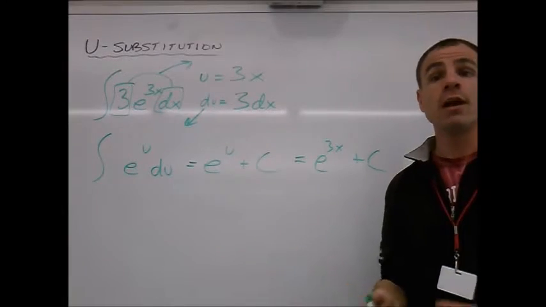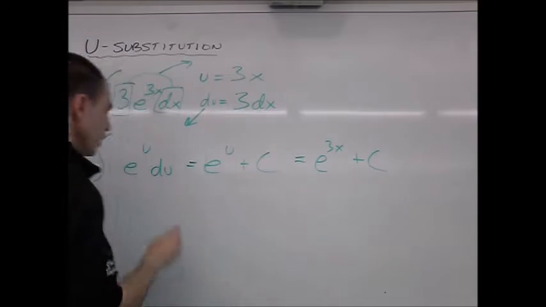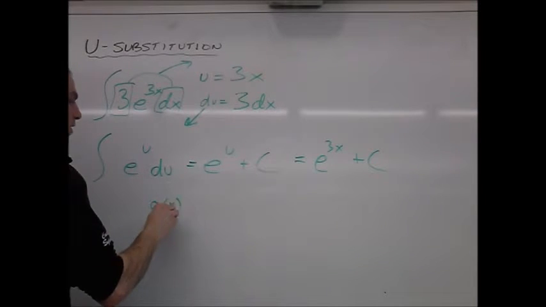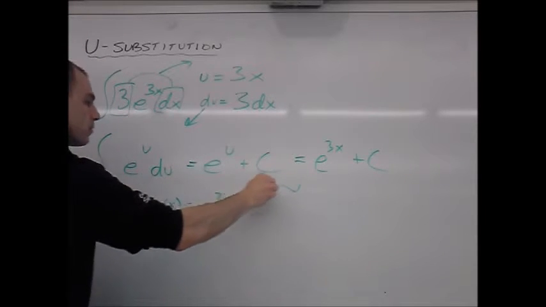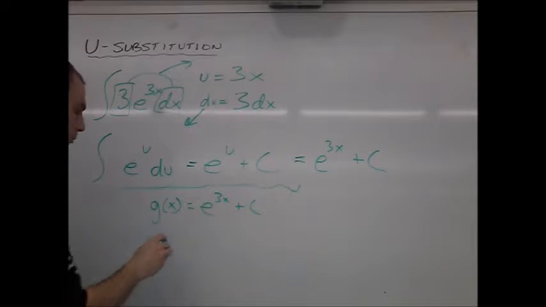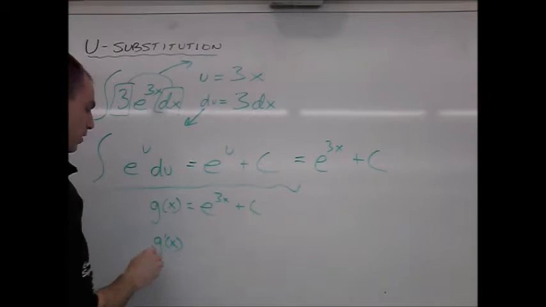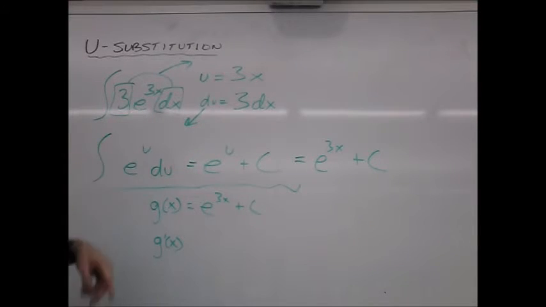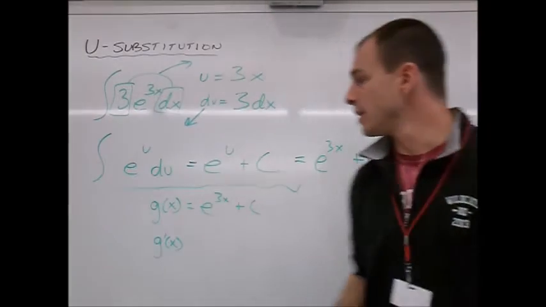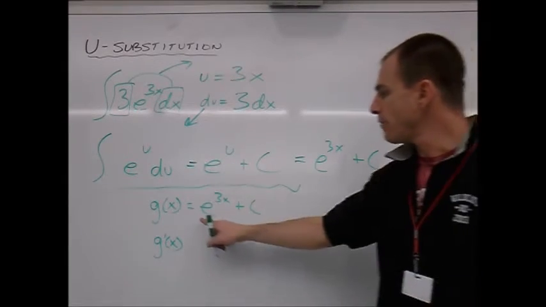Okay, how do we know that? Once again, let's quickly check our answer. All right, g of x is equal to e to the 3x plus c. That's our answer. Okay, and we want g prime of x. All right, if we derive this function, we should get our initial function that we were looking to take the antiderivative of.